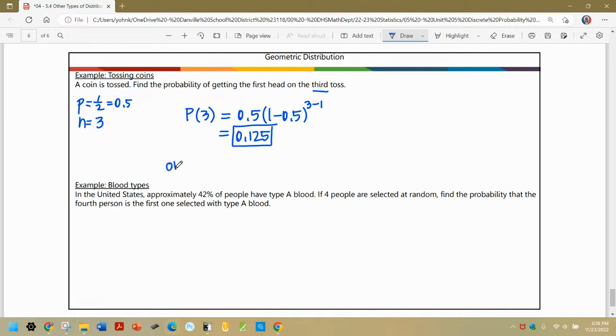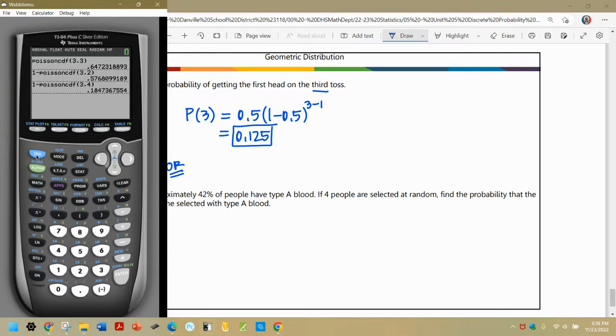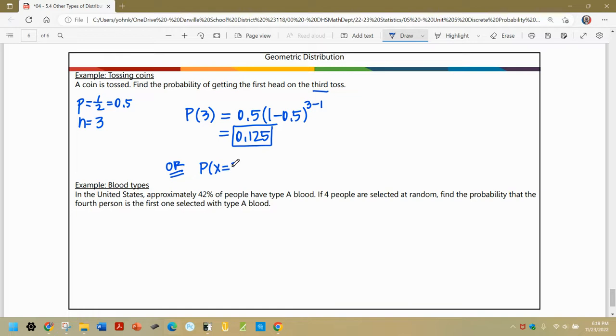Now, guess what? There is a shortcut. It's called the geometric probability distribution. So if I go to the calculator, kids, wake it up. Go to second VARS, geometric PDF and geomet CDF are both there. So this one is going to be on the third toss. So that's a PDF. So geomet PDF. So I can use the probability that x equals 3 as the geomet PDF.